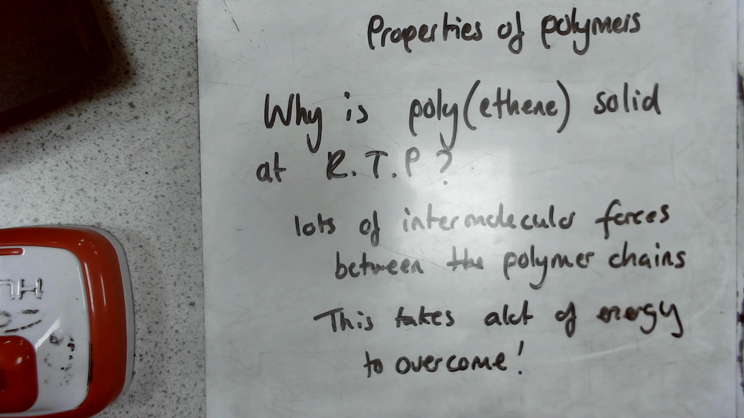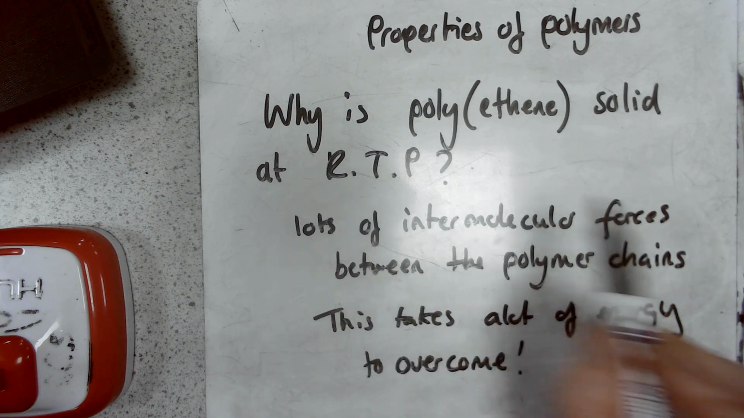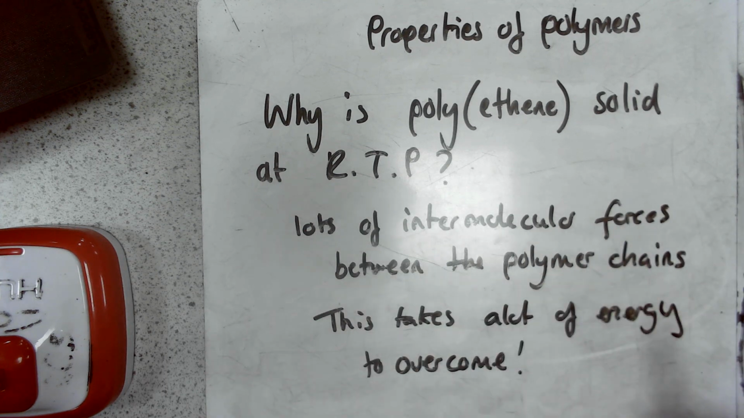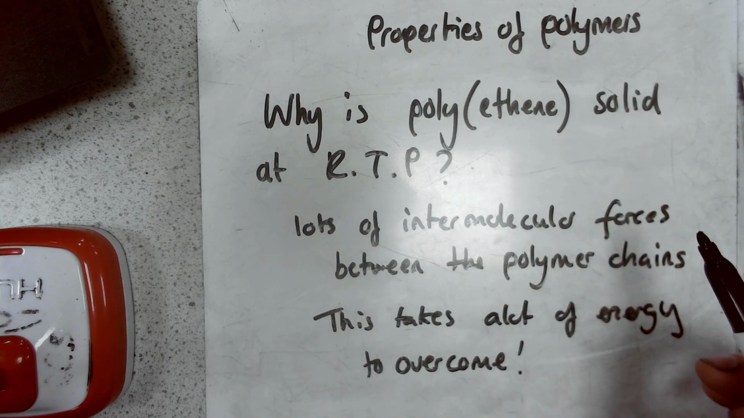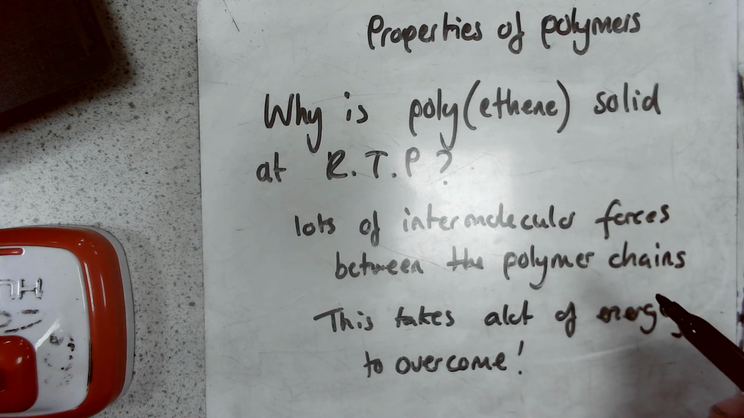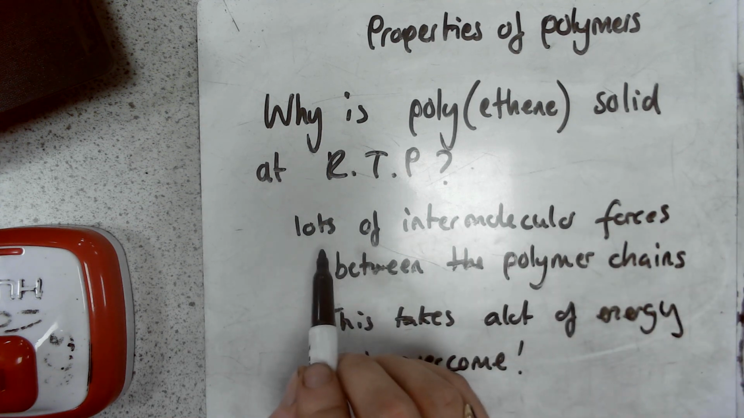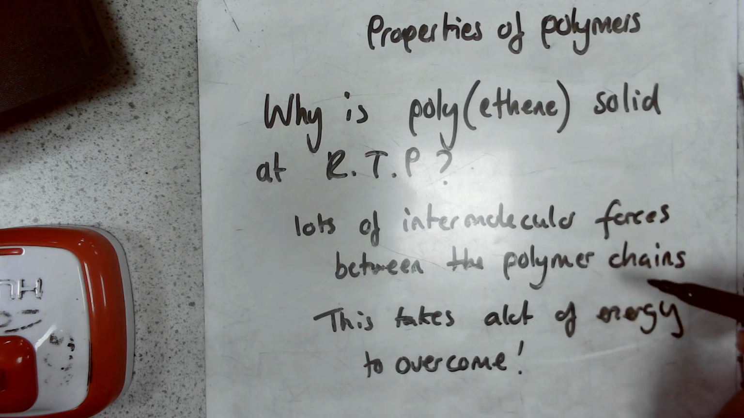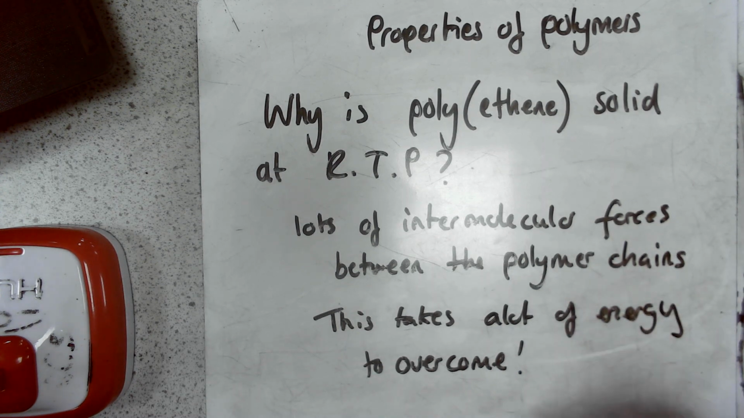Okay. Now another thing might maybe be to mention that polymers are long chains. Okay, that might be worth adding in, but really we need to focus on the fact that there's lots of intermolecular forces between the polymer chains, and that takes a lot of energy to overcome. In other words, I need to give it lots of heat. It needs to be hot in order for it to melt. Gives it a high melting point.